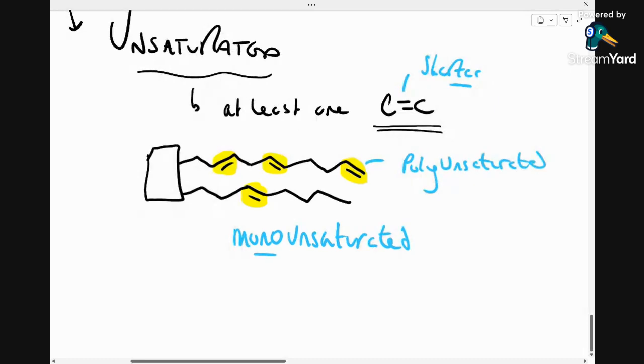And these are just names you need to know. The importance of the saturation level, right? The number of carbon-carbon double bonds that you have is shown in this picture here.